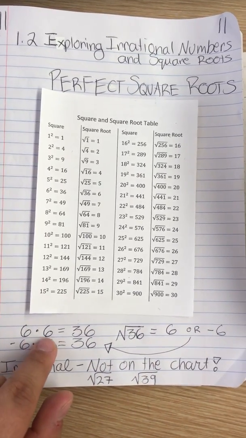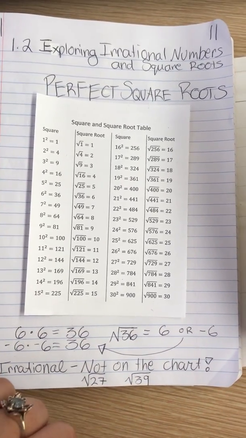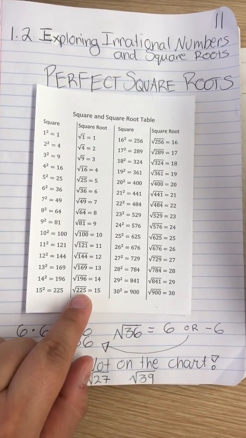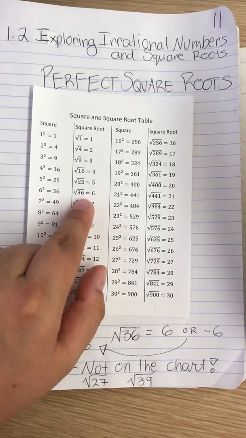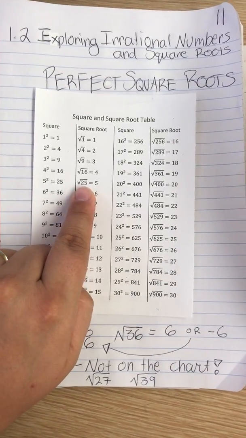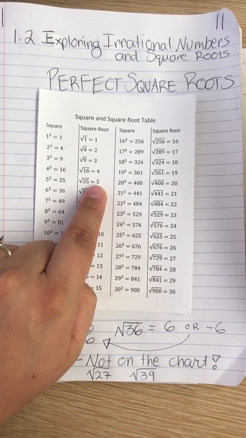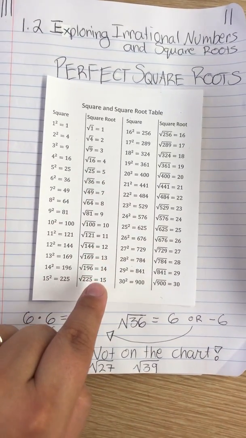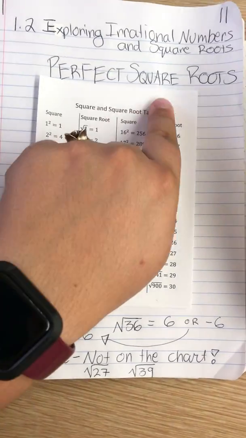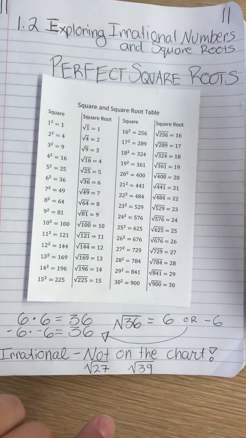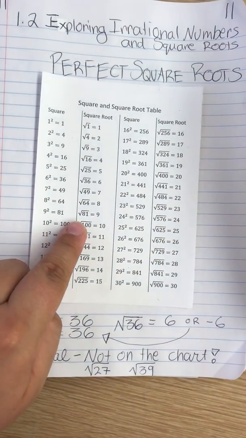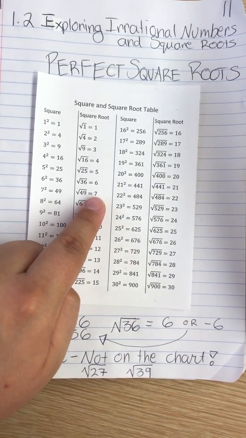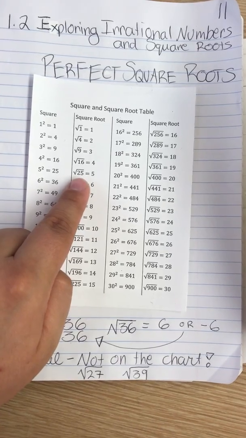Because 6 times 6 is 36. You always want to multiply the same number times itself to get the square root. So if we look at all of these, even 25, the square root of 25 is 5. Why? Well, because 5 times 5 makes 25. So all of these are called our perfect square roots. If it's on the chart, that means you can always simplify it into a natural number. So the square root of 49 is equal to 7. The square root of 25 is 5.